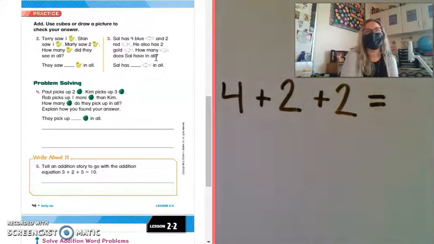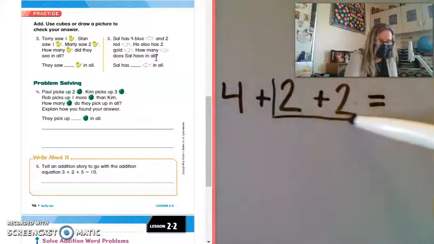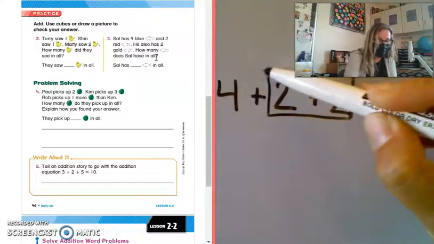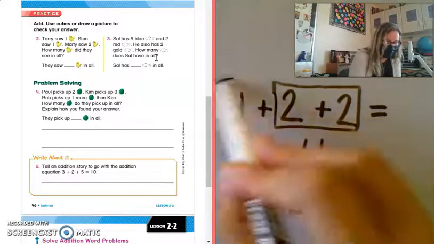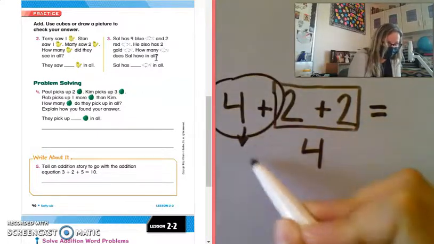Connor? You want to do the 4 and the 2 first? No, actually the 2 plus 2. Oh, he says he wants to do the 2 plus 2 first because we know 2 plus 2 is easy. 2 plus 2 equals 4. Now I have this 4 plus to bring down.